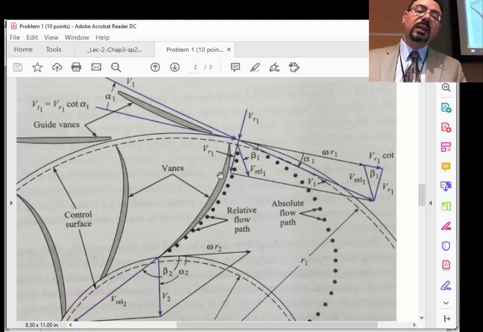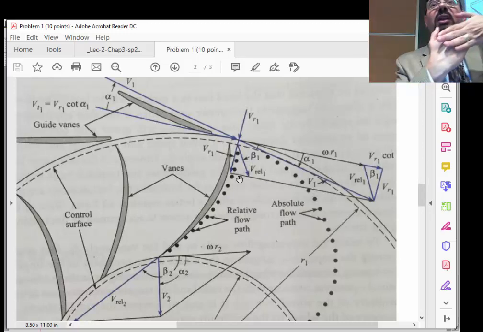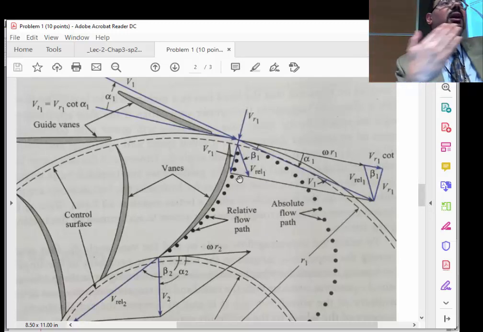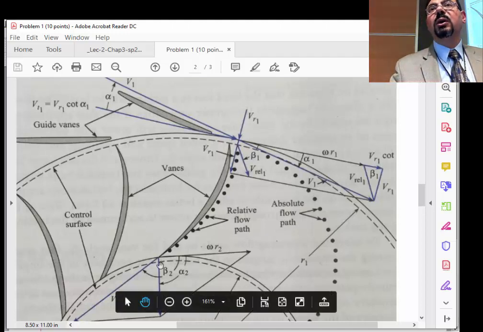Relative velocity is what they designed this plate for. If the plate is not aligned well with W1, you will end up with a lot of losses. So the inlet of the plate needs to be aligned very well with W1, the relative velocity at the inlet. The blade does not see V1. V1 is aligned with the stator. The guide vane will tell you which direction V1 is, but W1 is what the plate is designed for.